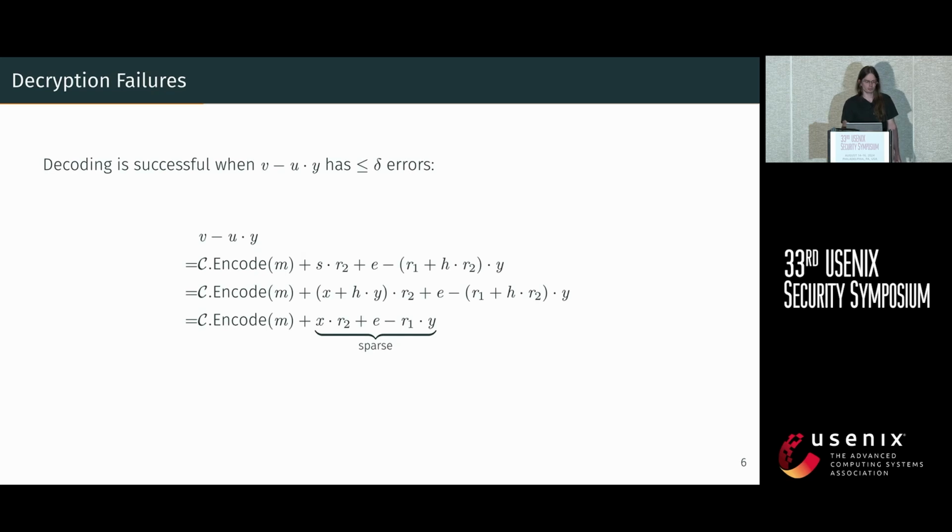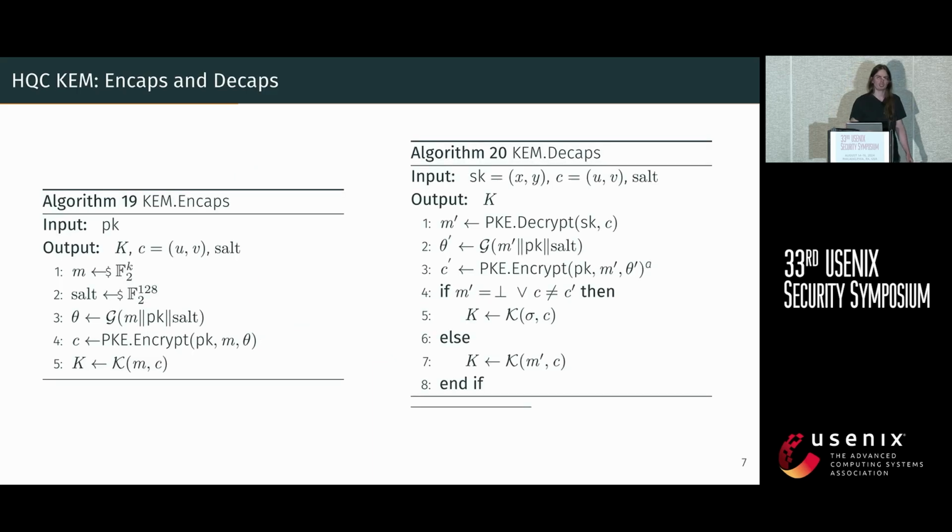Now, the decoder will be successful if there's few enough errors, and this expression V minus U times Y reduces to this encoding of the message M plus some sparse vector, because all of the components in this expression are sparse. The entire expression will still be fairly sparse, and there's relatively few errors that the decoder will need to correct. Now, we have a public key encryption system, but really we wanted a key encapsulation mechanism.